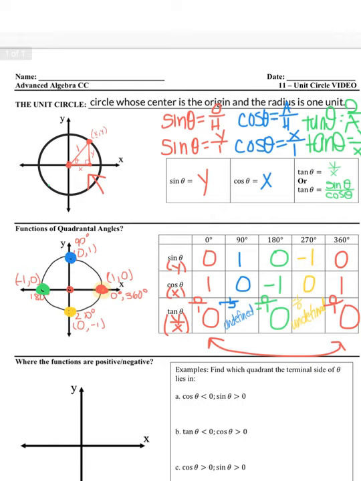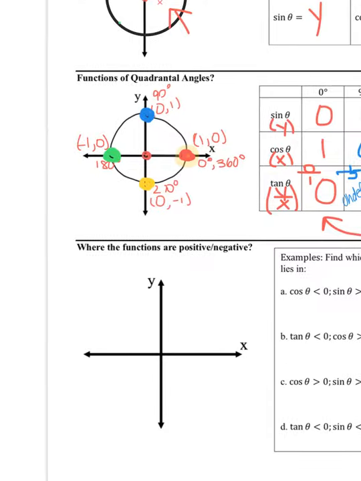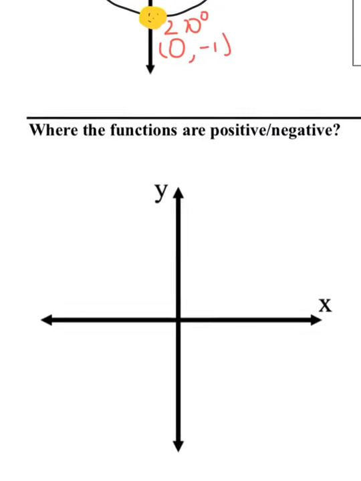Okay? There's nothing really to do with this. Same thing as the first chart that we made. I can't really ask you questions other than what the answers are. Okay? I'm just trying to explain why they are what they are. Now, the only thing that's really different is the bottom, where the functions are positive and negative.